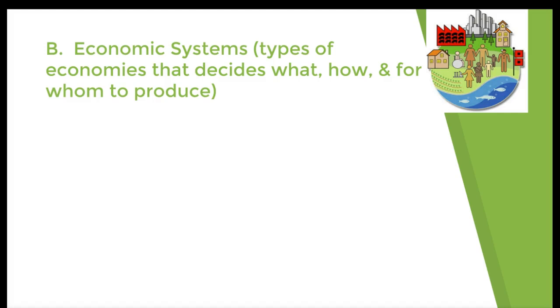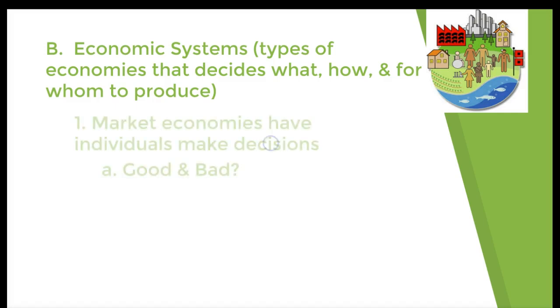Well, there are basically two types of economic systems. The first type is what we call a market economy. So a market economy is basically when you have individuals making those decisions. Individuals are going to act in their own best interest. So they will go about deciding what they want to make, how they want to make it, and who they're making it for. As well as consumers will decide what do we actually want to buy.